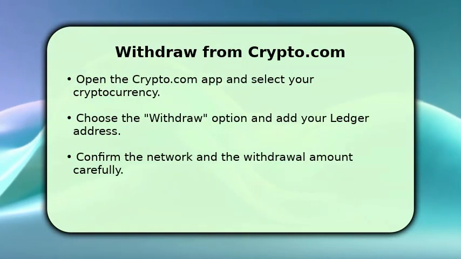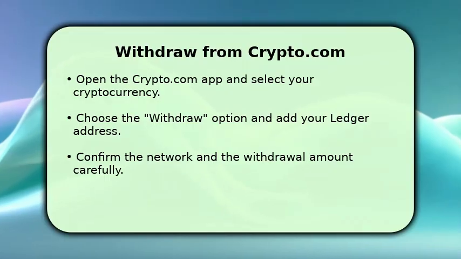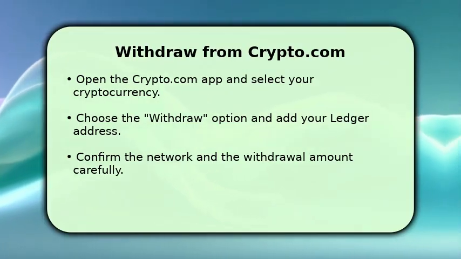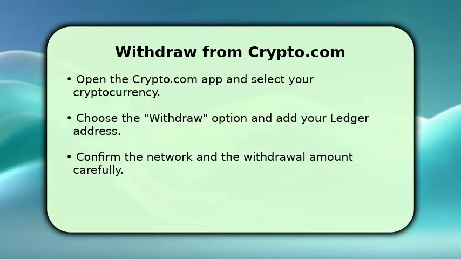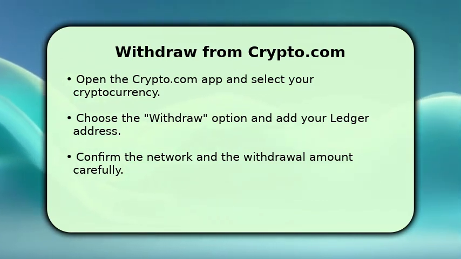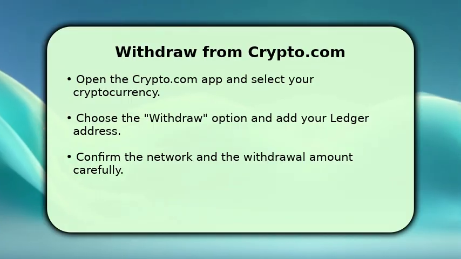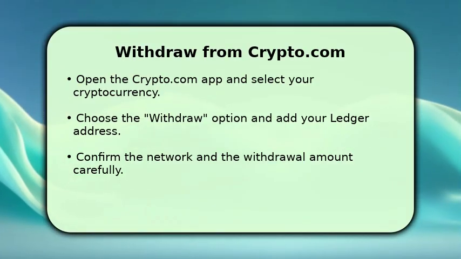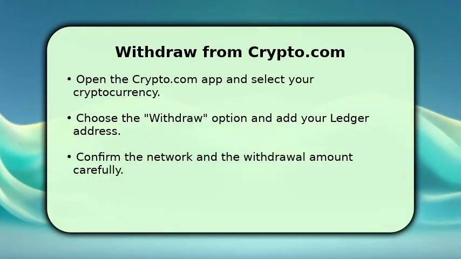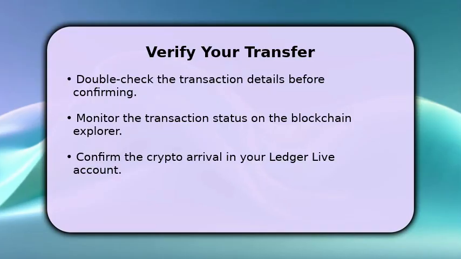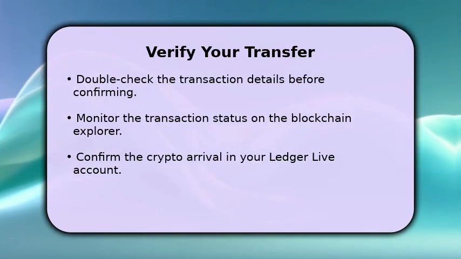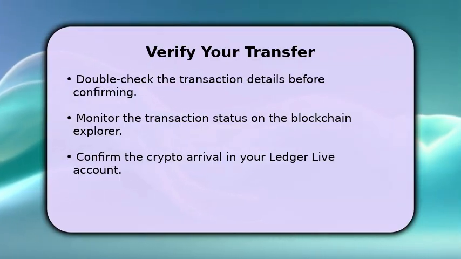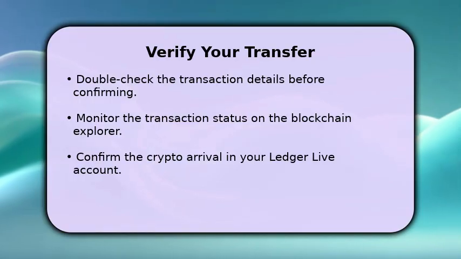Now, open your crypto.com app and navigate to the cryptocurrency you wish to transfer. Select the Withdraw option and then External Wallet. Carefully paste your Ledger wallet address, ensuring it matches exactly. Choose the correct network, for example, ERC20 for Ethereum, and enter the amount you want to send. Double-check everything before confirming. After initiating the withdrawal from crypto.com, you will receive a confirmation. Always review all transaction details one final time before approving.